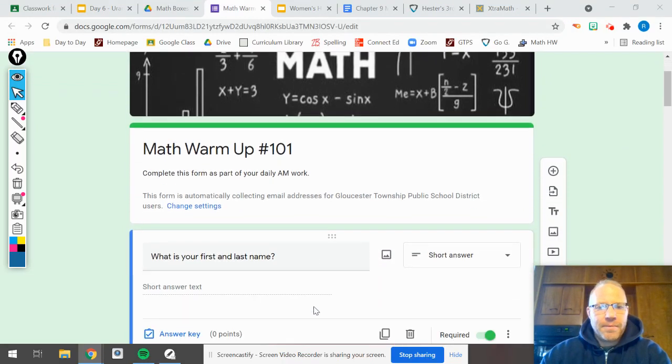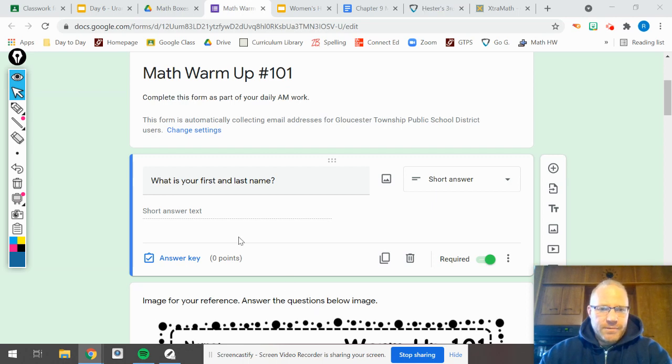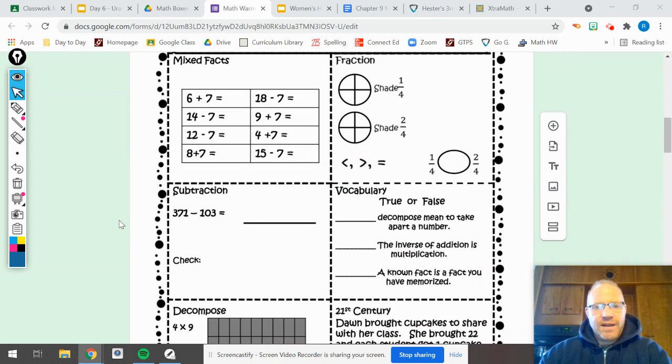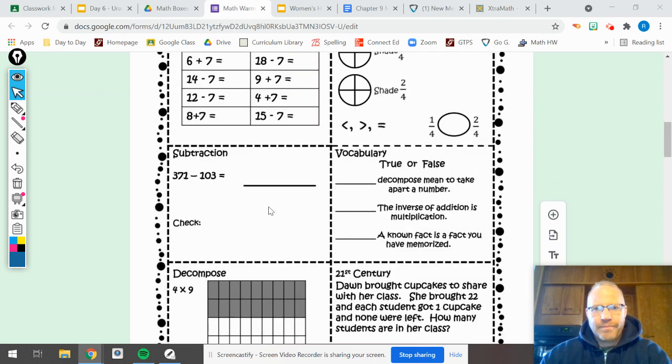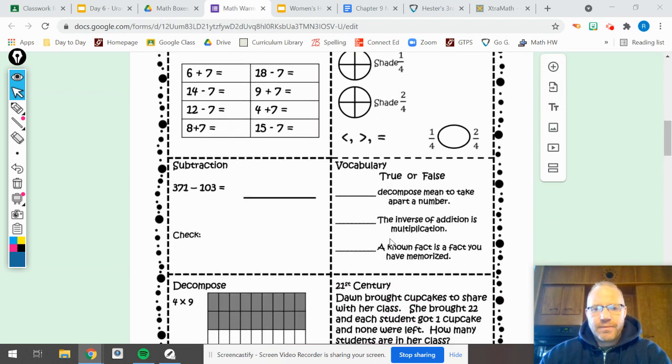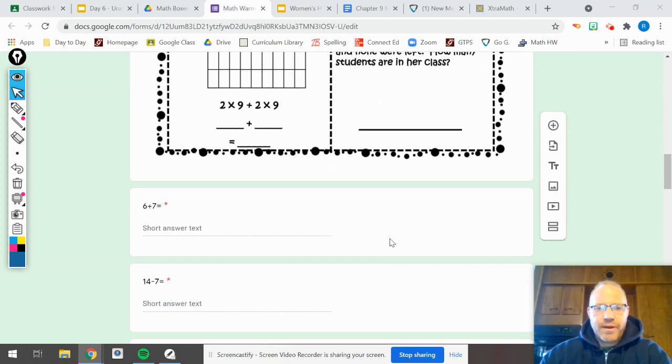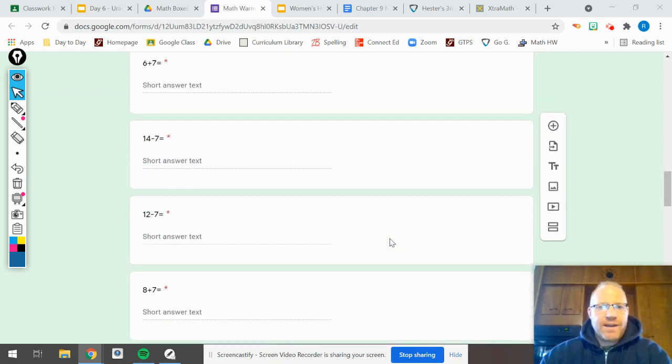We're on morning warm-up number 101. Start off by putting your name in the box. Today we have mixed facts, subtraction, decomposing a multiplication problem, fractions, vocabulary, and a challenge problem. Let's start with mixed facts.